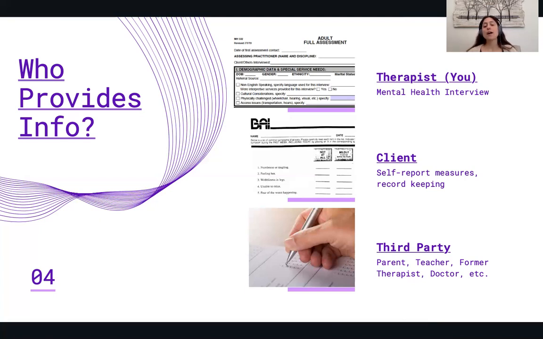A third option is to have a third party give you assessment data. And this could be getting data from a parent, a teacher, if your client's a child, a former therapist, a doctor, and so on. And this is done through a release of records in the case of doctors and former therapists, or through report measures that are parent report or teacher report rather than self-report.